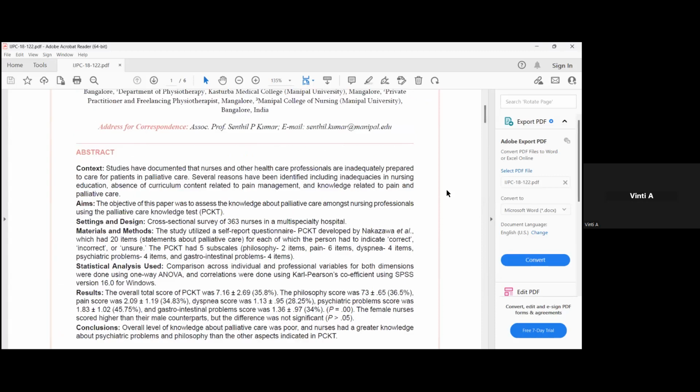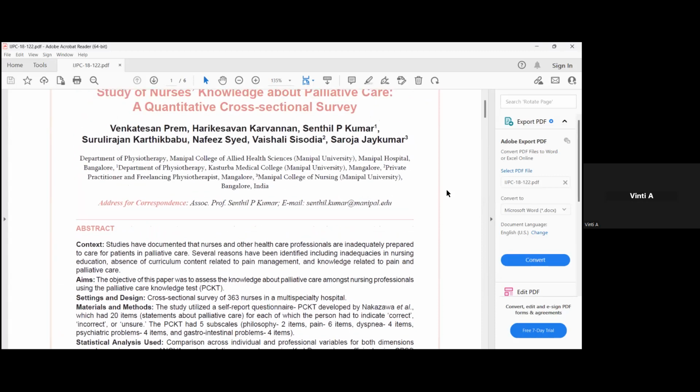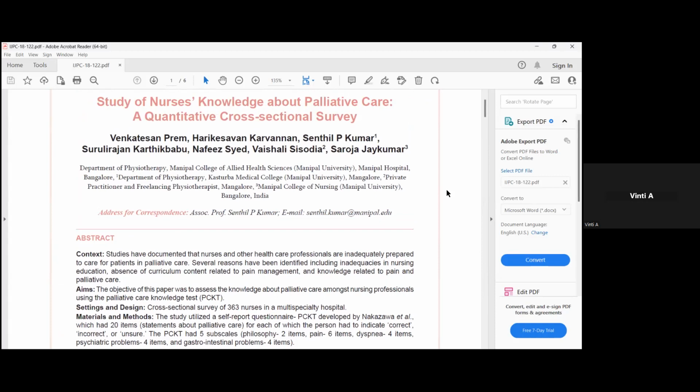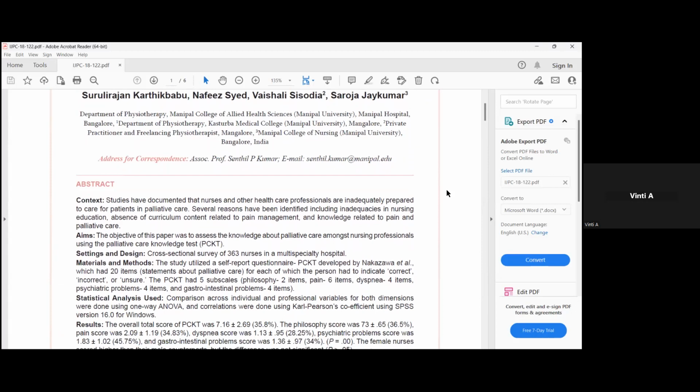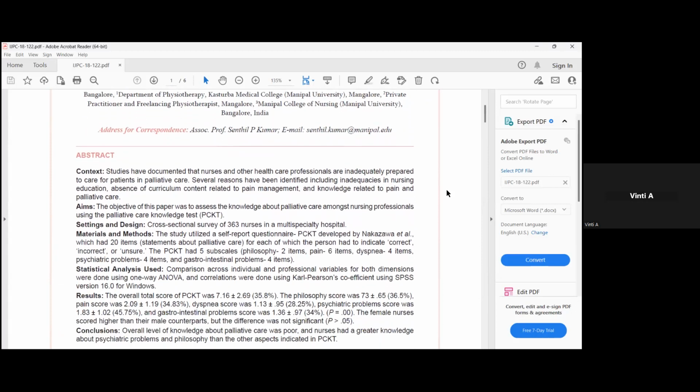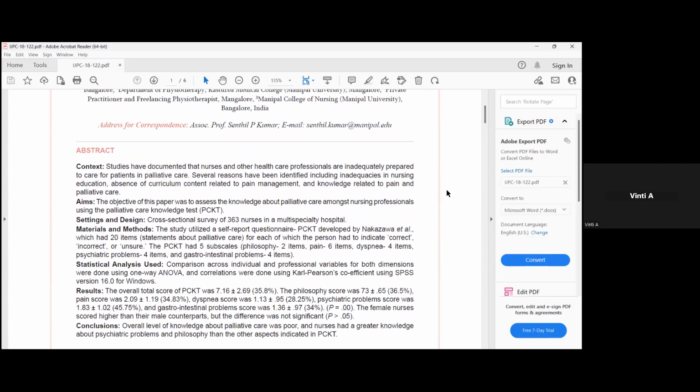So this is a very simple paper that I found. It's actually written in the context of India, by Manipal Hospital. It's a study of nurses' knowledge about palliative care, a quantitative cross-sectional study. Now I'll just go through the methods. We haven't done ANOVA, but we will discuss that later. In terms of the context, nurses and other healthcare professionals are inadequately prepared to care for patients in palliative care. So they wanted to assess the knowledge about palliative care among nursing professionals using the palliative care knowledge test.